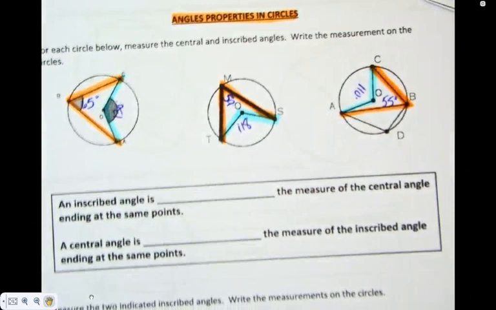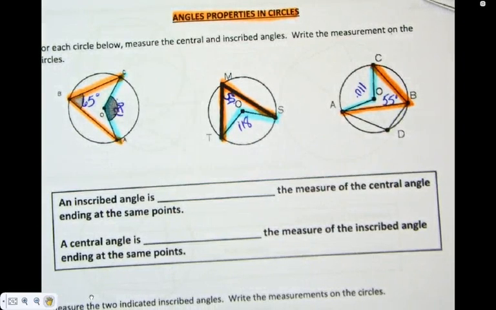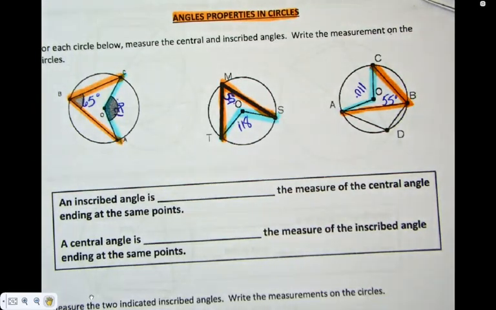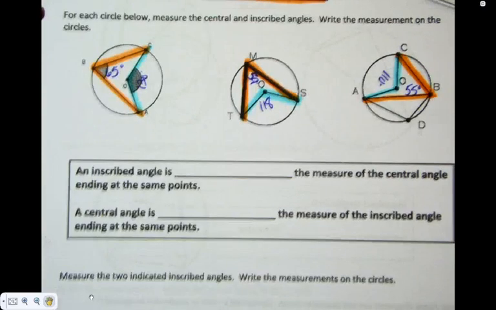Okay, so just saying them again. In the first diagram, the central was 130. The inscribed was 65. Second diagram, central 118. Inscribed 59. Last one, central 110. Inscribed 55. Turn and talk. Figure out the relationship between the inscribed and the central angle.